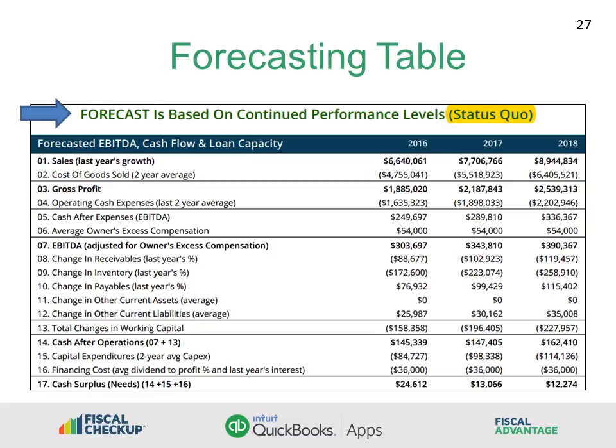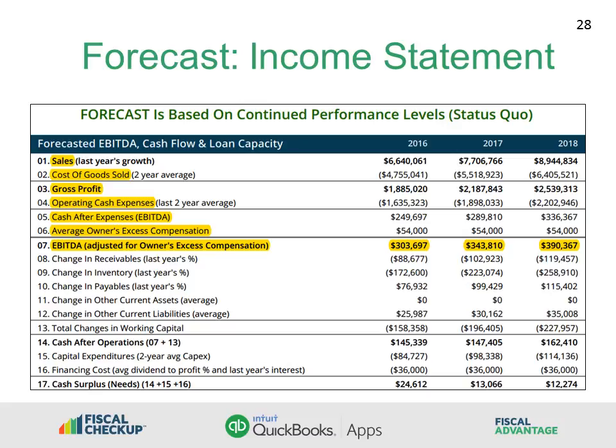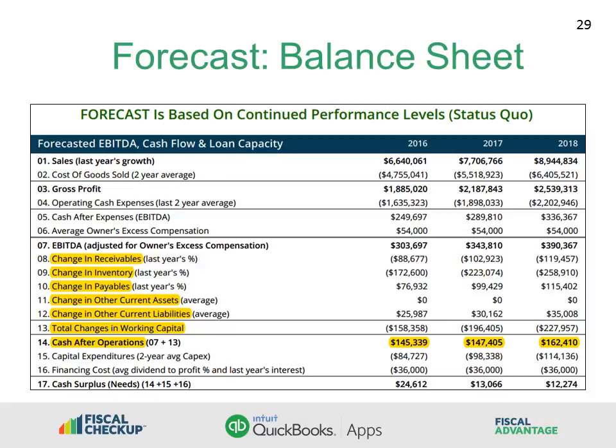In a few slides, I will show you what it looks like when the parameters have been changed. The first 7 lines project what the income statement will look like through EBITDA. Lines 8 through 14 show how the current portion of the balance sheet will be impacted by the changes in the income statement, ending with cash after operations on line 14.